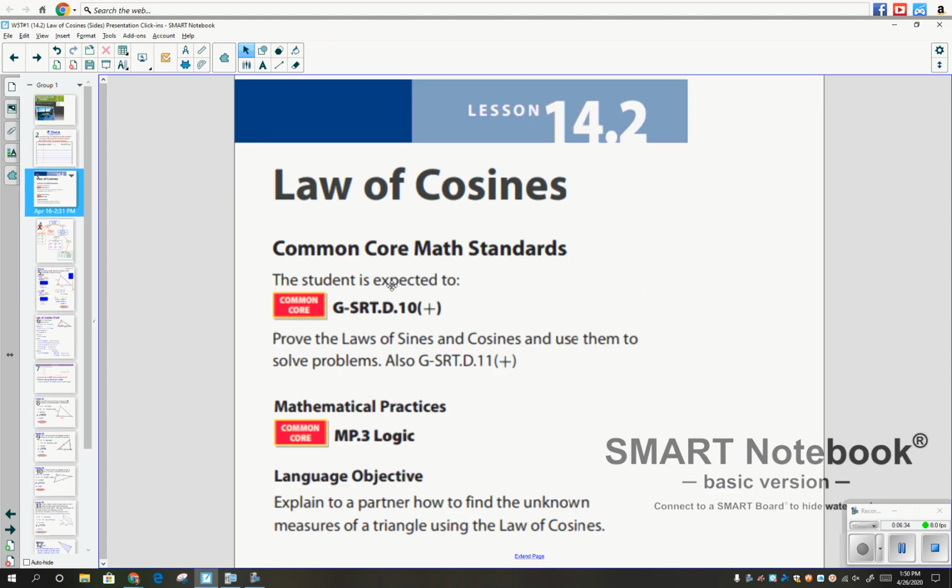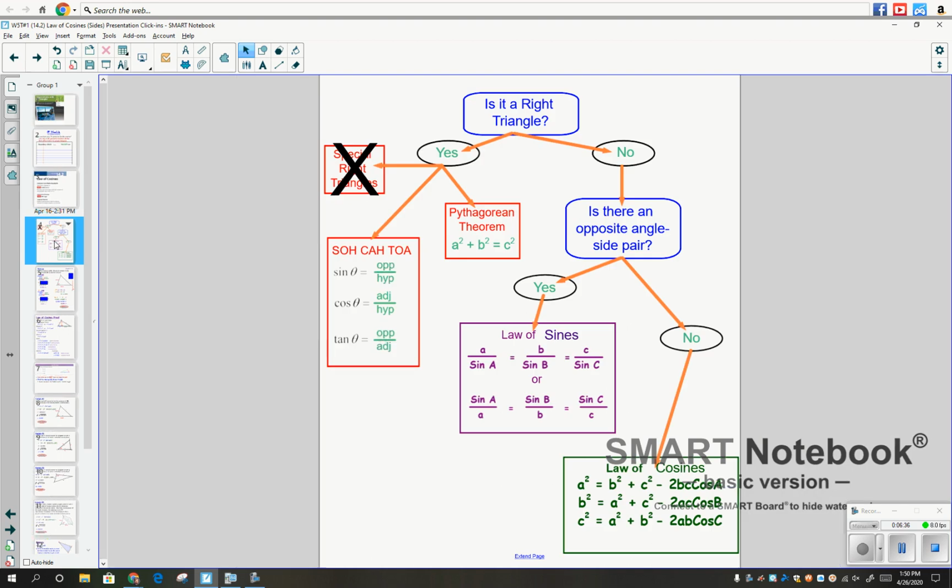Law of cosines. So here's our flow chart. A couple questions we need to ask ourselves. Is it a right triangle?